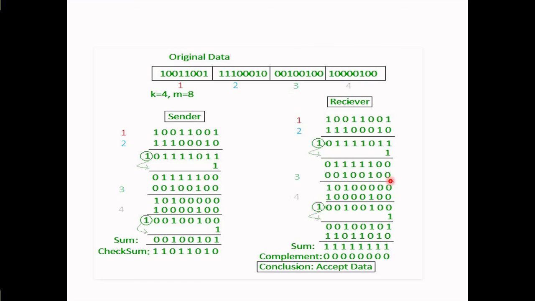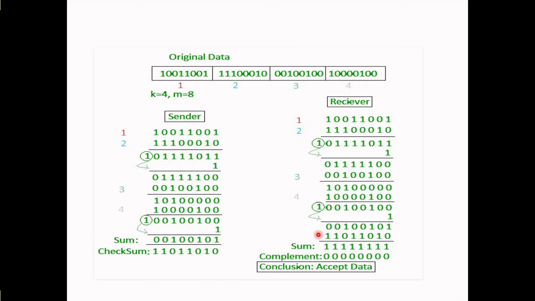Now at last, this is another data part 3, 0 0 1 0 0 1 0 0. Addition, I get the answer this. After that fourth, so fourth part is 1 0 0 0 0 1 0 0. Okay, so addition, I get carry. Both are same. Okay, carry 1. So I get the answer last 0 0 1 0 0 1 0 1. Over here both are same.